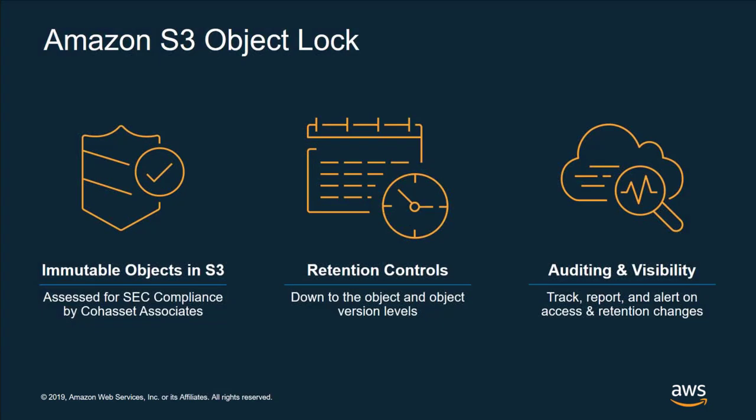All right. So that's encryption. We covered block public access. We covered encryption. Now let's talk about object lock. Object lock essentially makes your objects in S3 immutable, or another term is a WORM, write once, read many.